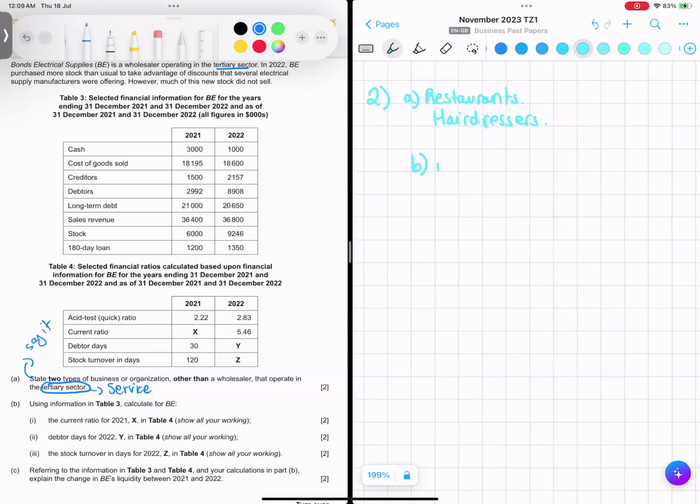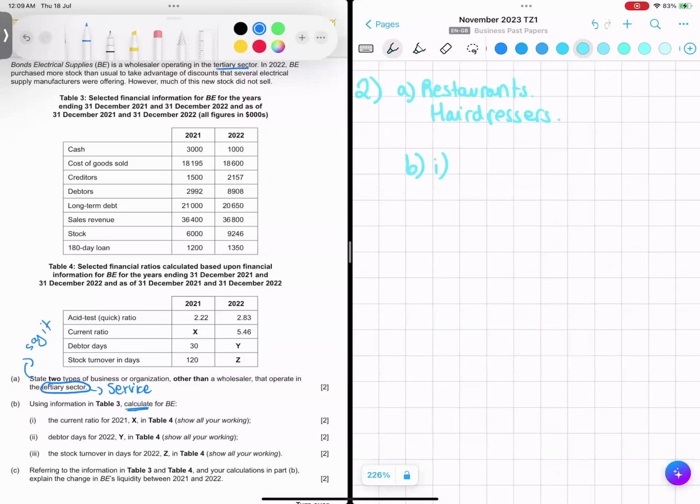So now we have question B. So question B, they want us to calculate, okay? They want us to calculate the current ratio. We do have the formula of the current ratio in the formula booklet, so this does not have to be memorized in the 2024 syllabus. But I'm just going to write it down so you guys know. Current ratio basically compares the amount of current assets and current liabilities that a firm has. This is the job of the current ratio.